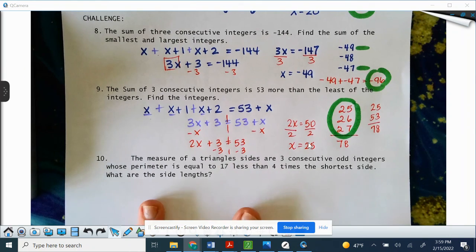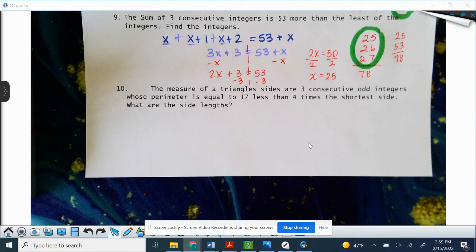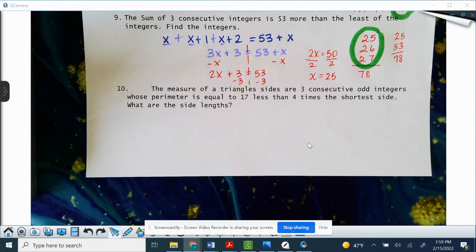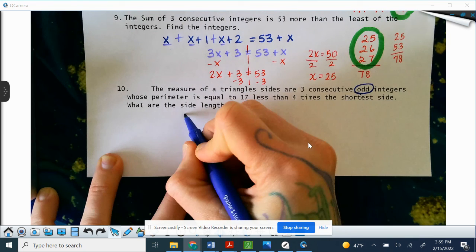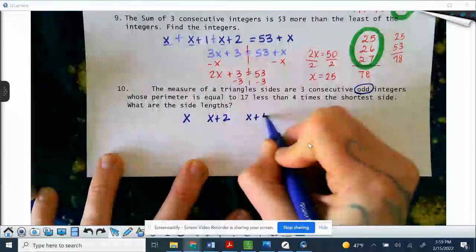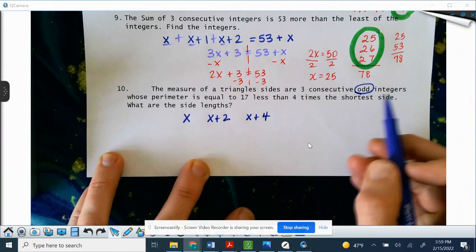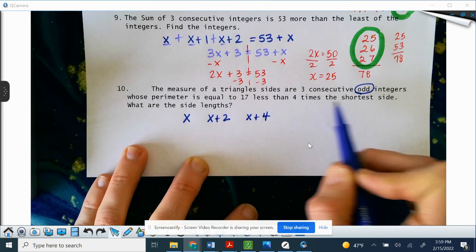All right, number 10. The measure of a triangle's sides. 3-sided triangle. 3 consecutive odd integers. So odd, you want to highlight that. Make sure you see that, because that means it's x, x plus 2, x plus 4, integers whose perimeter is equal to 17 less than 4 times. Okay, 3 consecutive odd integers.